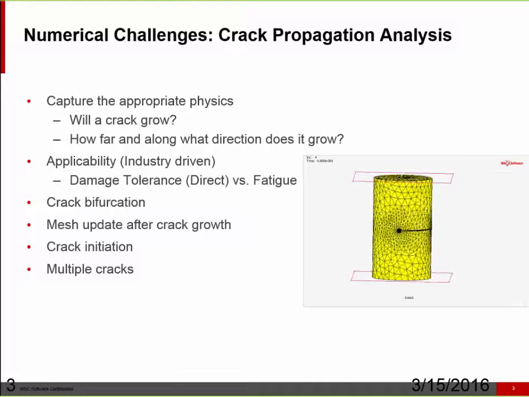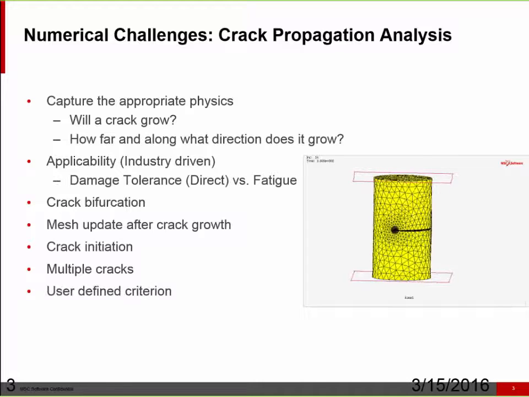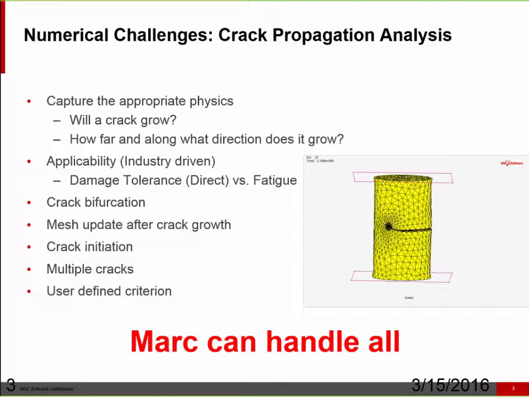If the structure has multiple cracks, we need to determine the crack growth speed for different cracks, because usually they are not growing with the same speed. FE packages usually provide some popular options for crack growth criteria, but sometimes people might want to use their own criterion. So it is also important to provide such capability. The good news is that MSC Marc can handle all of these numerical challenges pretty easily.